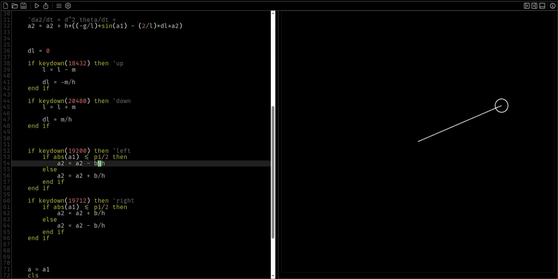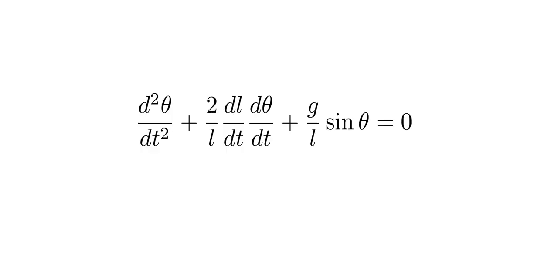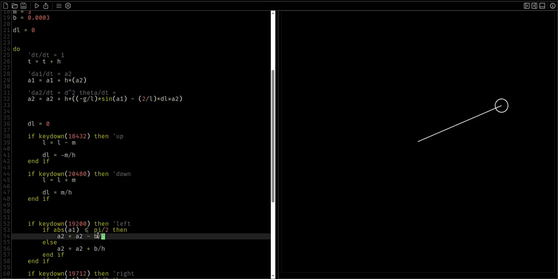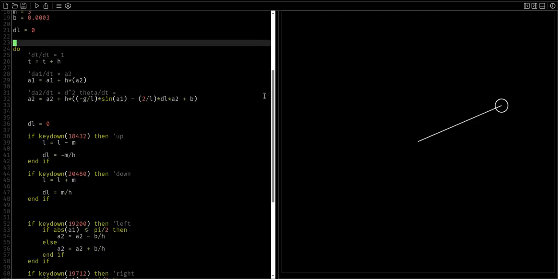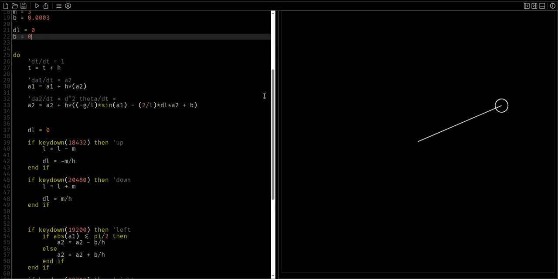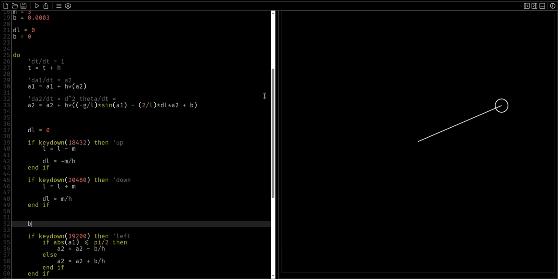You notice this B over H, something that was written in the computational domain, and we wish to take it back to the real domain, and we notice that if we ignore this divided by H and put a B here, let's set this B to 0, just like we set DL to 0, and then set this B to 0 here.